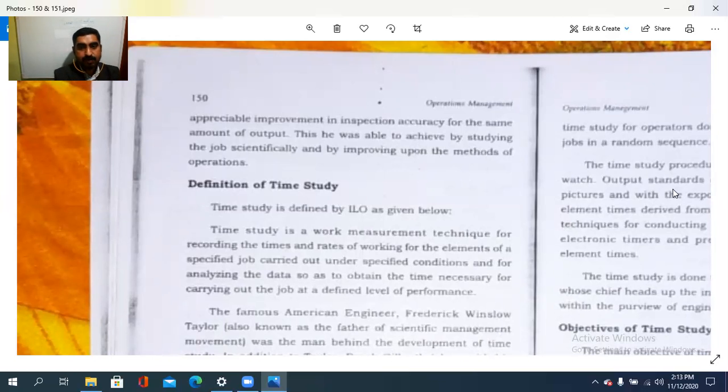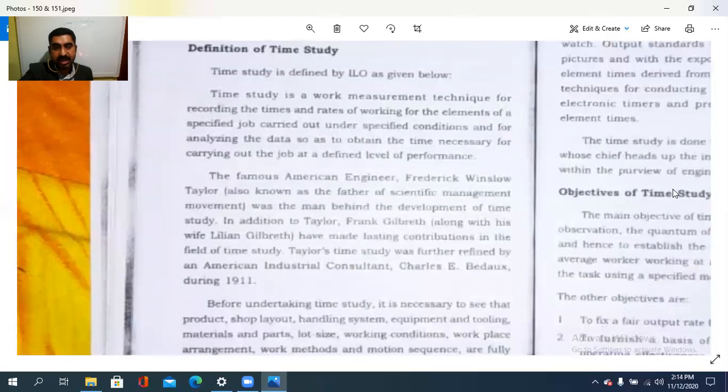So, time study is a work measurement technique for recording the times and rates of working for the elements of a specified job that is to be carried out under specified conditions, and for analyzing the data. Data should be analyzed so as to obtain the time necessary for carrying out the operations in that job at a defined level of performance. ഒരു particular performance level set ചെയ്തിട്ടുണ്ടാകും. ആ ലെവൽ സെറ്റ് ചെയ്തിരിക്കുന്നതിനനുസരിച്ച് some necessary operations are to be carried out on a particular job based on the time to be allotted. അതാണ് time study.